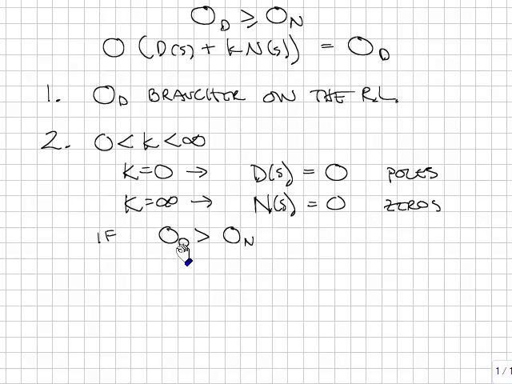If the order of d is greater than the order of n, this creates a problem because the root locus always has the same number of branches as the order of d of s, because that's the order of the polynomial. If the order of n of s is less than that, then somehow we're missing branches. And we know that the root locus ends at the zeros, that is the roots of n of s, but we have fewer of those. So if this is the case, then the remaining roots are at infinity.